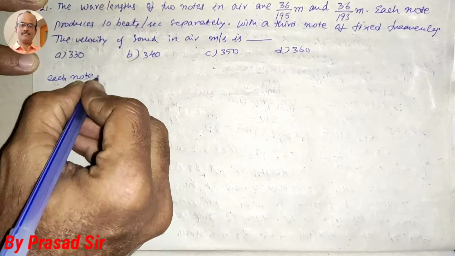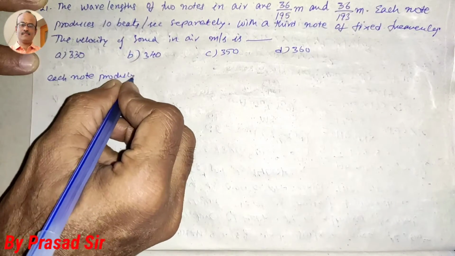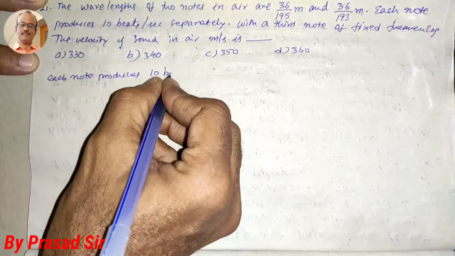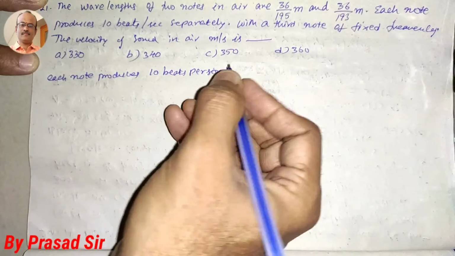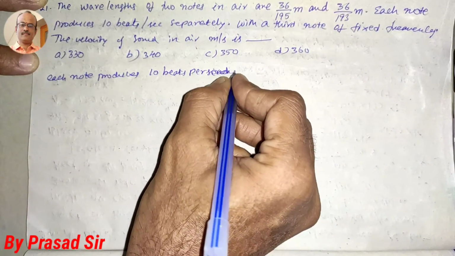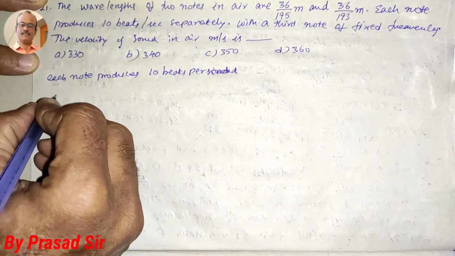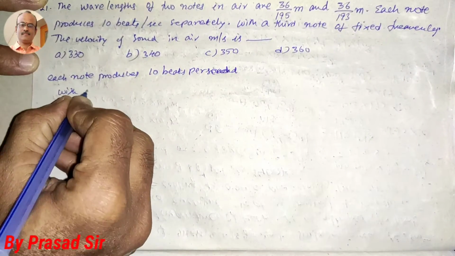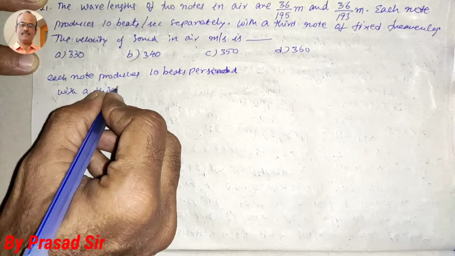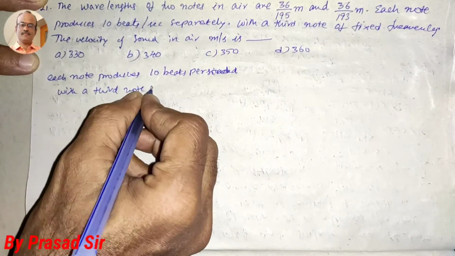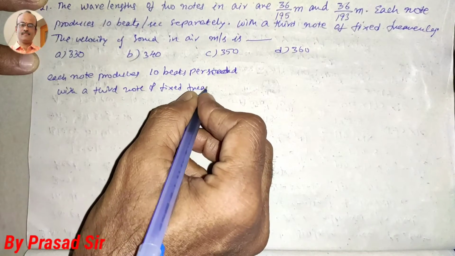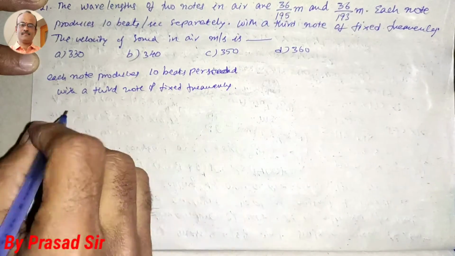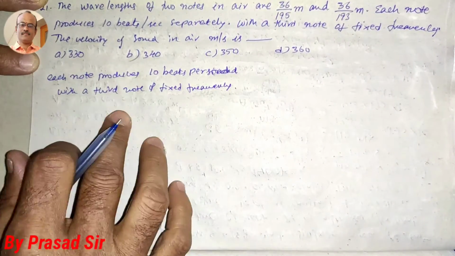each note produces 10 beats per second with a third note of fixed frequency. This is the given first of all.